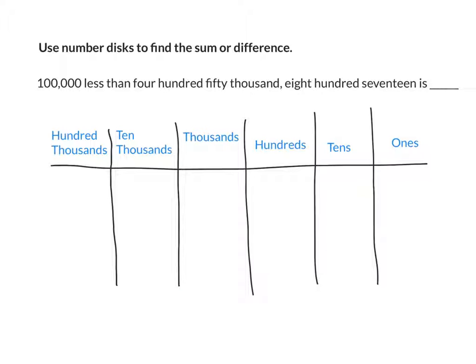The directions say use number discs to find the sum or difference. Number discs mean you're drawing dots in a place value chart. It tells you to find 100,000 less than 450,817. So when you do this, you start by drawing dots for the original number. We have 450,000, so we look at the thousands period first. Do you see how that's 450,000?